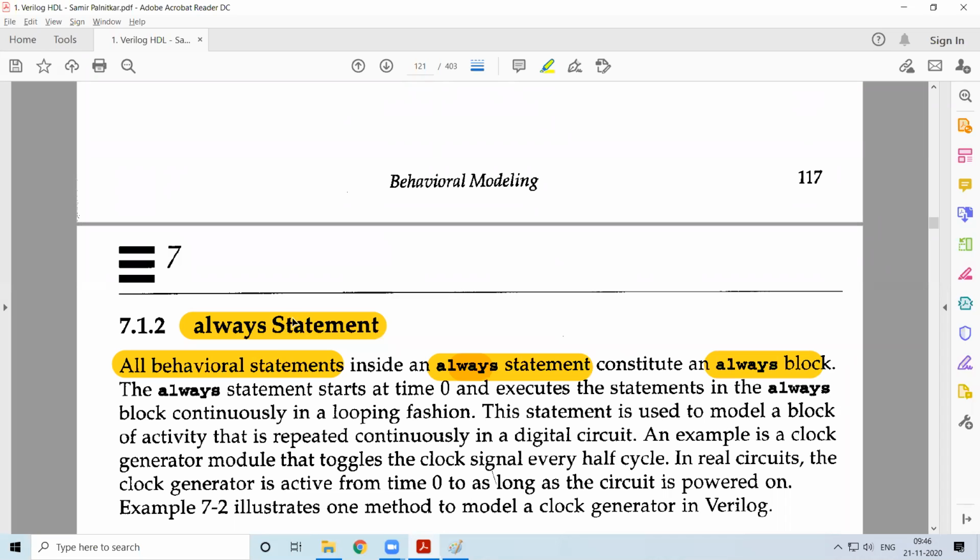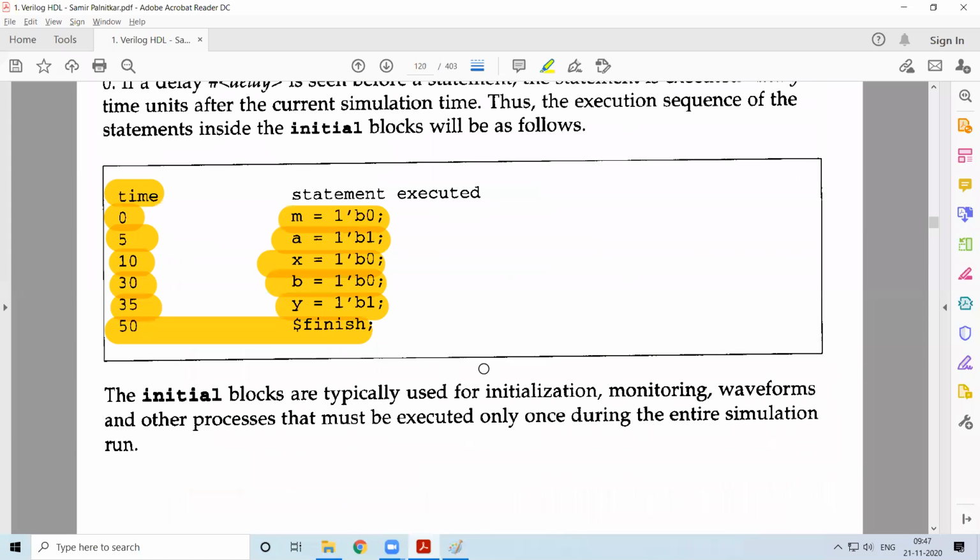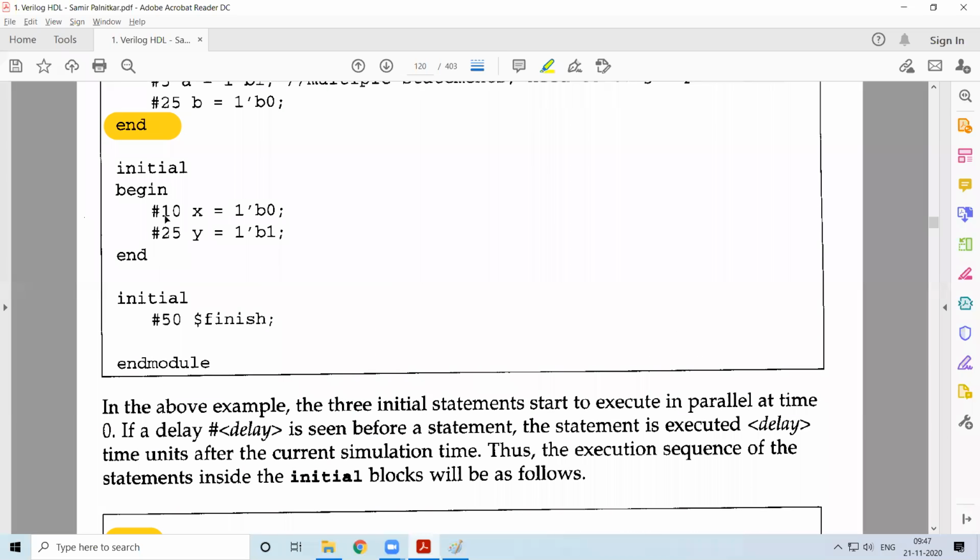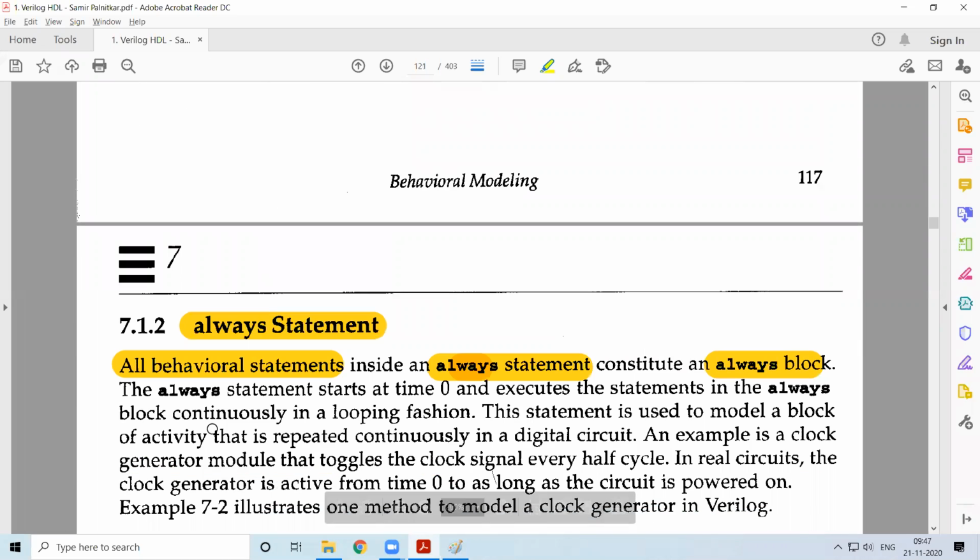And the name itself tells what happens to the statements present within this always block. These statements are executed in a looping form, that is, repeatedly. Whereas in the initial block, it is executed only once. Once you start the simulation, only once this execution will be done. But if you start the simulation, always statements will be executed again and again. So it is a looping kind of thing.